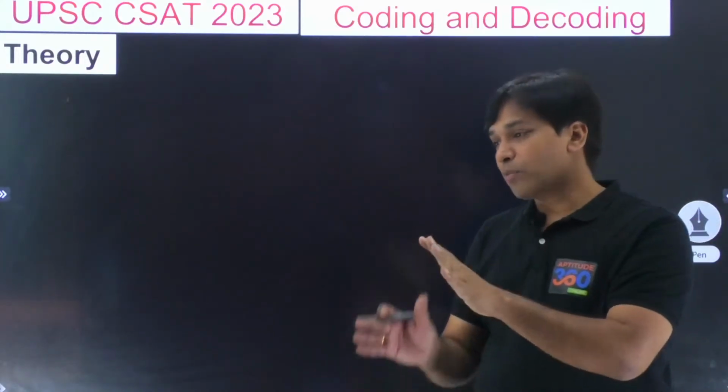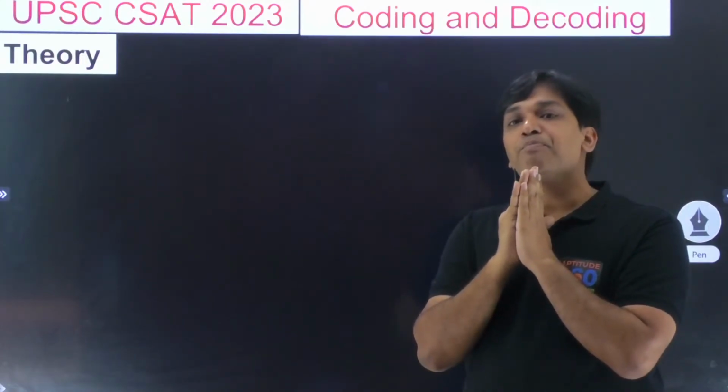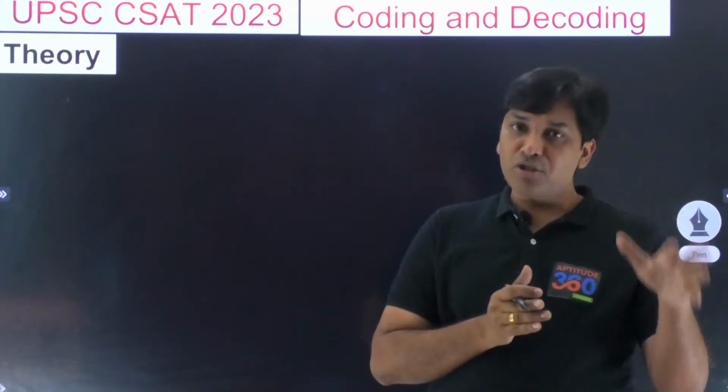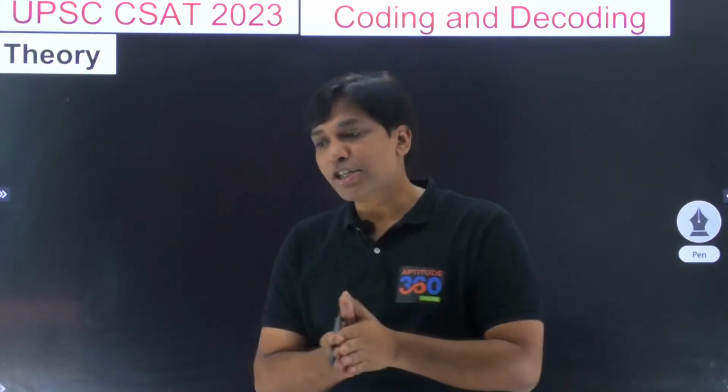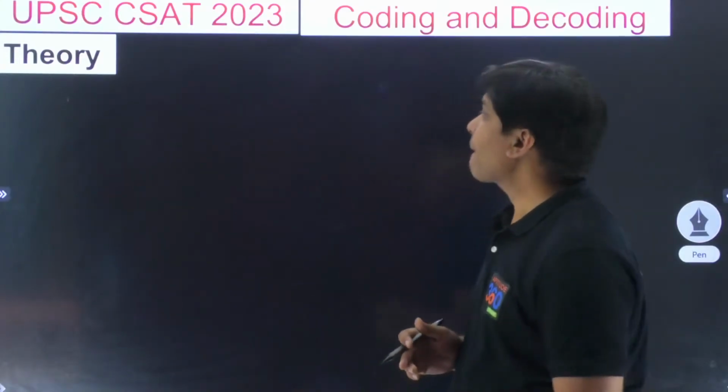Now go ahead and let us try to simplify the coding and decoding problem. I hope you're understanding as to how you should be approaching weighted average concepts by using mixture and alligation method. Let me know in the comment section if you understood this.